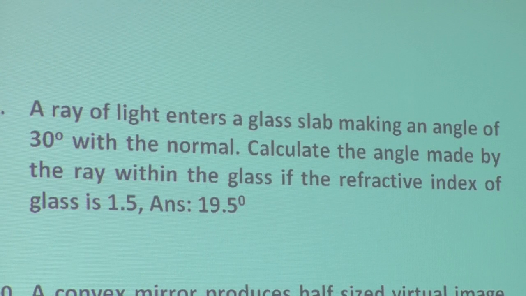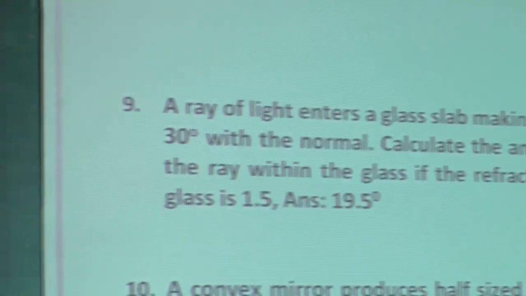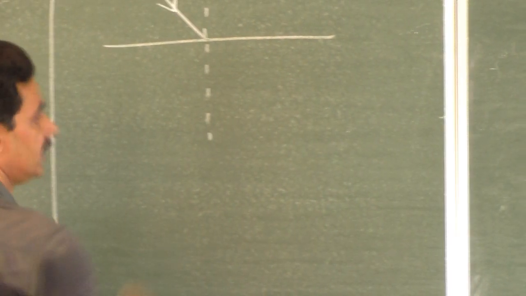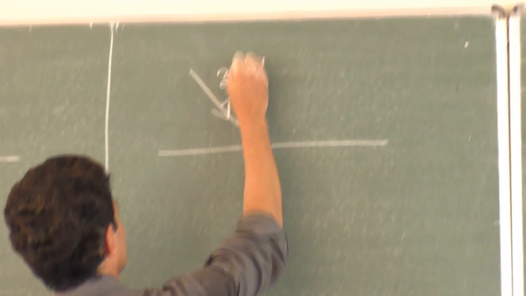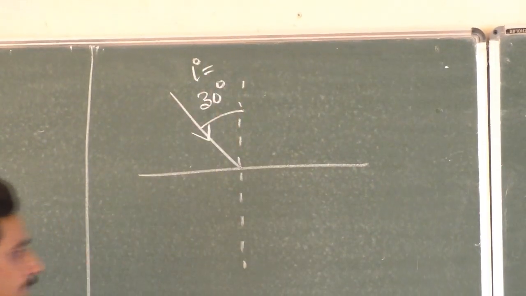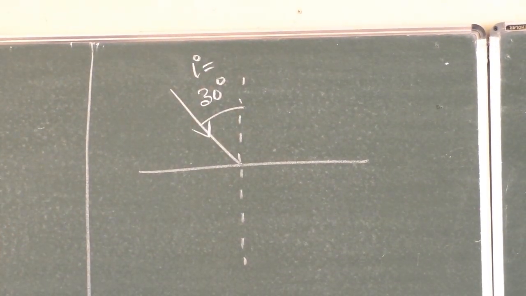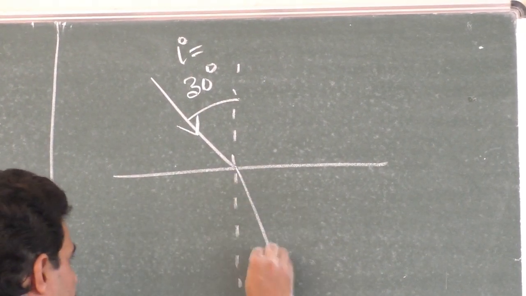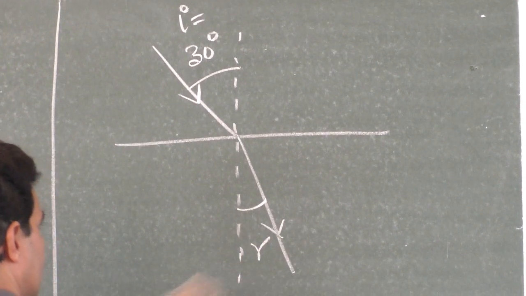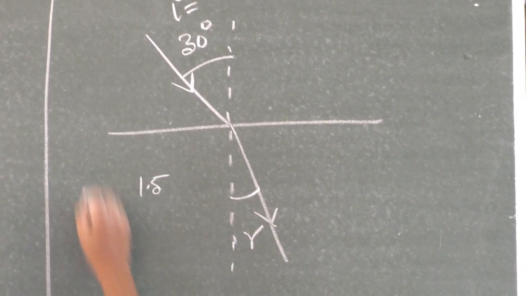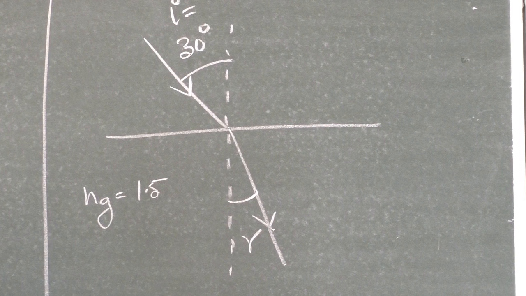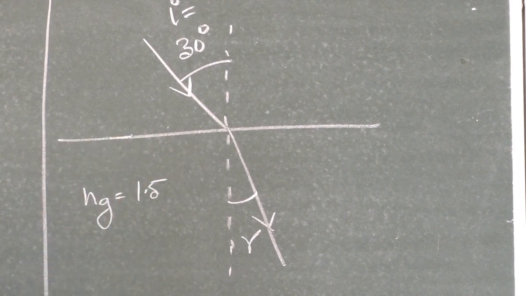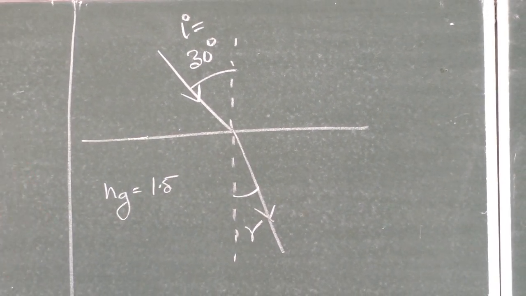Okay, we will come back to the board now. A ray of light is incident on the glass slab such that it makes an angle of 30 degrees with the normal. This is i. Calculate the angle made by the ray within the glass. The refractive index of glass is 1.5, with respect to air. And this is air.